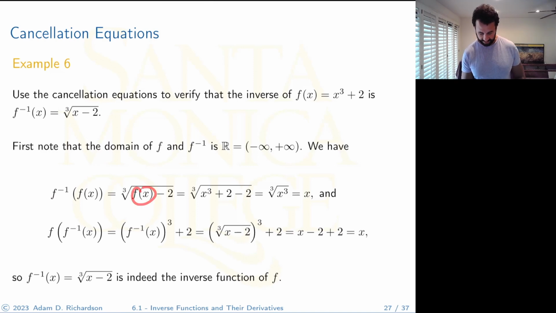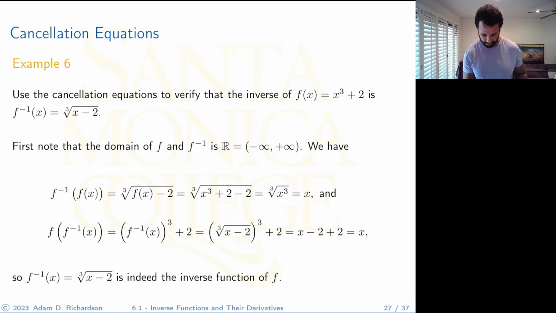What is f of x? F of x is x cubed plus 2. X cubed plus 2 minus 2, the 2's will cancel. And then x cubed cube rooted cancels out, and you're just left with x. There you go. So that's good. So basically, if we cube and then add 2, and then we subtract 2 and take the cube root, we end up with what we started with, the initial input.